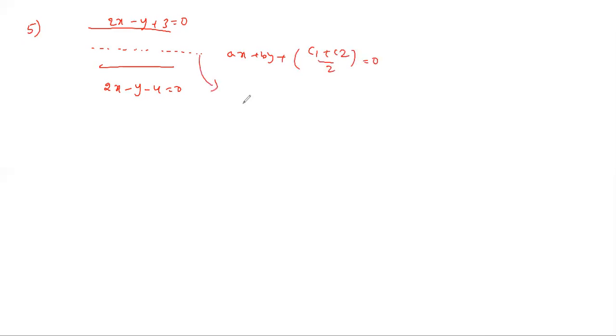For the equidistant line: parallel lines are given as 2x minus y plus 3 equal to 0, and 2x minus y minus 4 equal to 0. The equation equidistant to the two parallel lines is ax plus by plus (c1 plus c2) by 2 equal to 0. Directly write the answer. 2x minus y is the same for both the lines, so first we have to make both the same pattern. Then (c1 plus c2) by 2 is (3 minus 4) by 2 equal to 0. What is the answer? 4x minus 2y minus 1 equal to 0. So the first option.